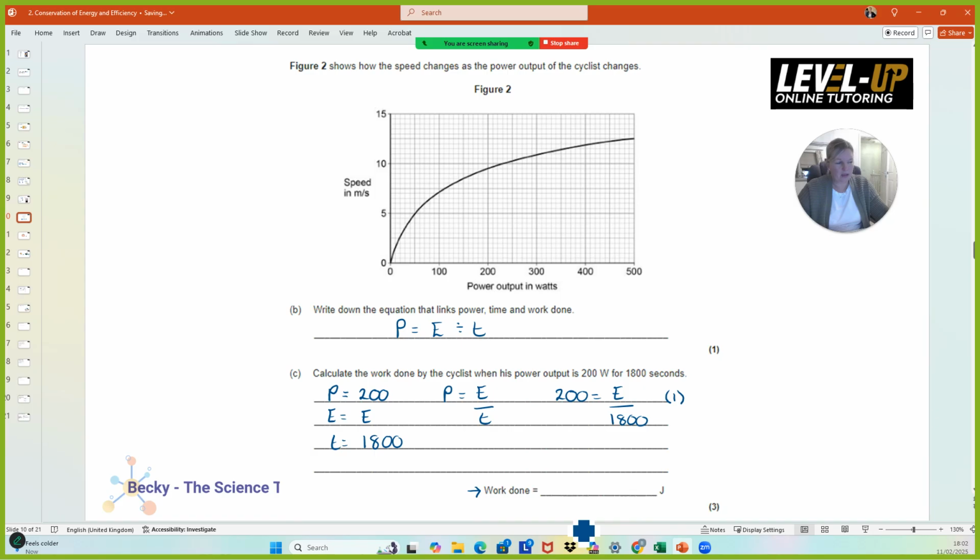Now what terminology you're probably going to use here is that if you times both sides by 1800, it's going to cancel it out of this side, isn't it? Because times and divide. So we're going to end up with 1800 times 200 equals the energy. If you've got to the rearranging stage, that's mark number 2. And then I'm going to trust you guys. 360,000 joules for mark number 3.